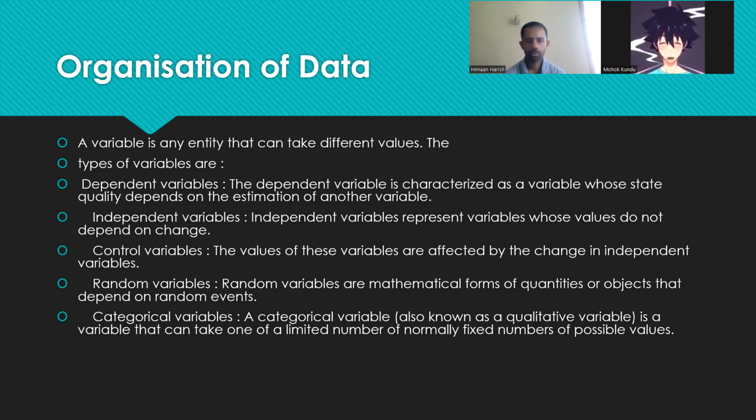Are we clear with the control variables? These variables are changed due to independent variables. Independent variables don't change. Control variables also shouldn't change; they are affected by the change. Are there any examples for control variables? You can list them out on the whiteboard as well.